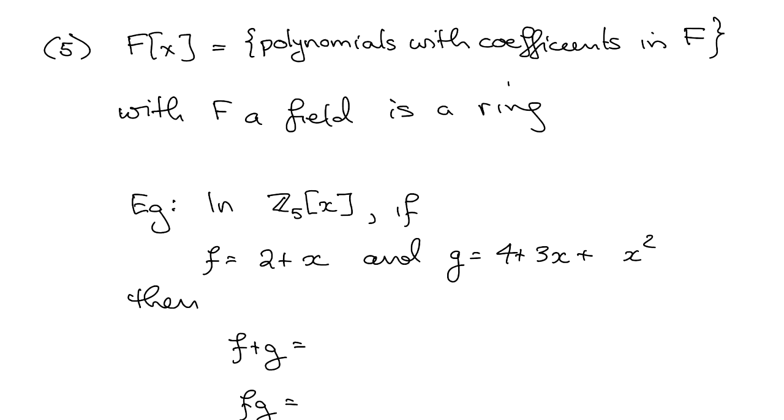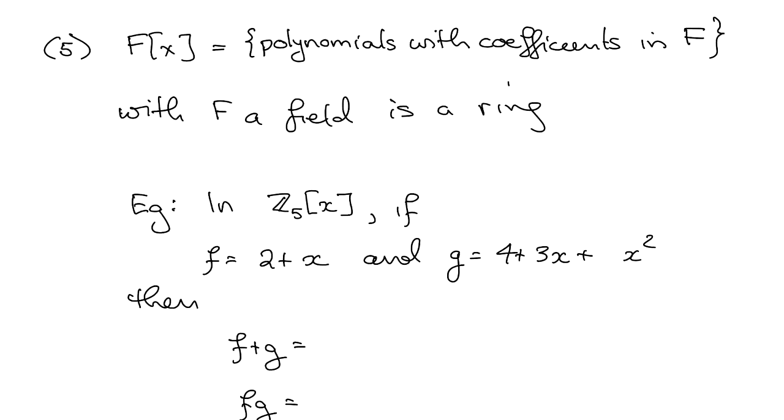Now we've got a field, or maybe a ring, and we define, this is a definition here, F square brackets x. So I'm expecting you to remember this definition. This is polynomials with coefficients in F. And now what does that really mean?